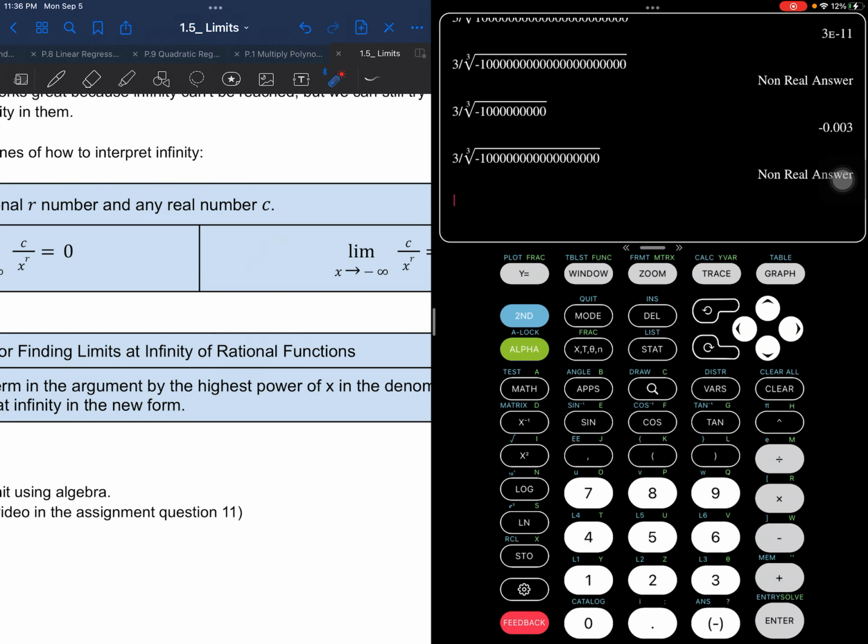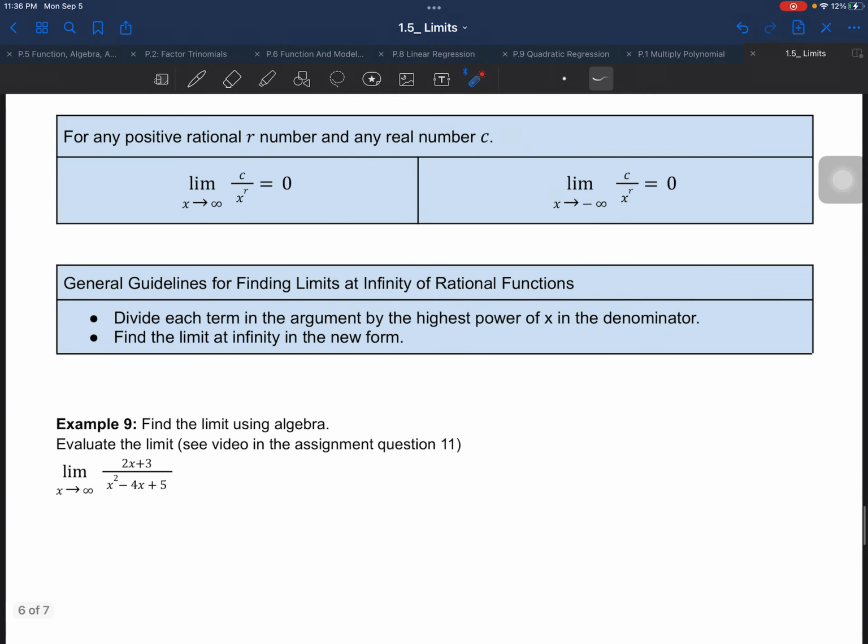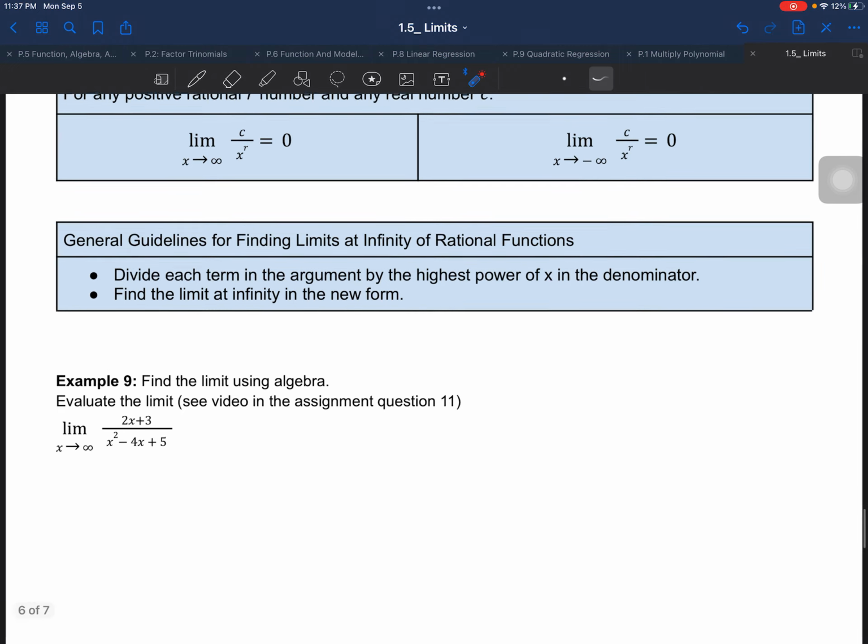Alright, so there are some guidelines that we use to find limits as x goes to infinity for rational functions. We have two rules. We're going to divide each term in the argument by the highest power of x in the denominator, then find the limit at infinity in the new form.